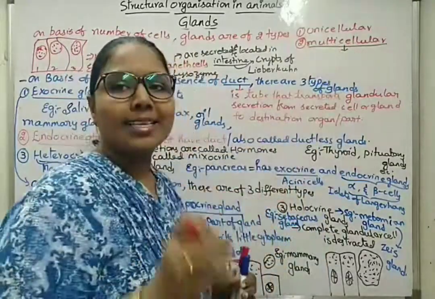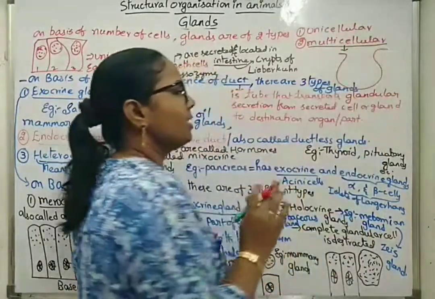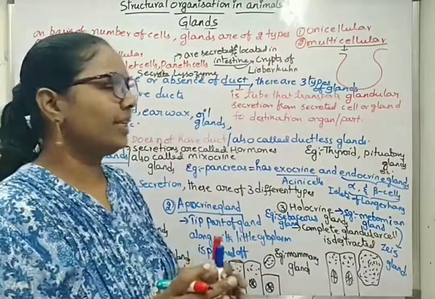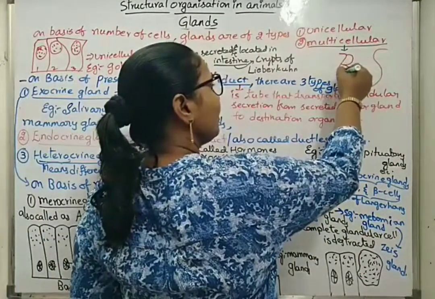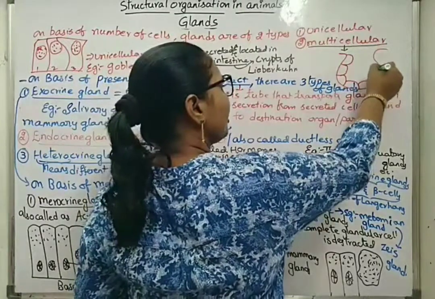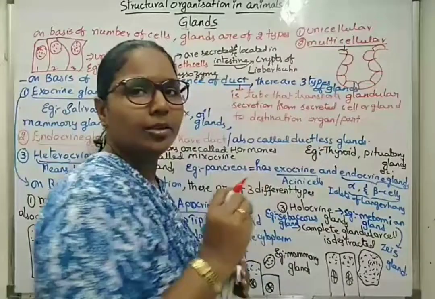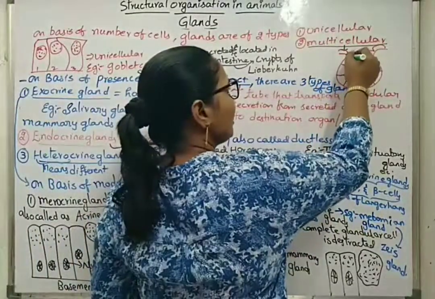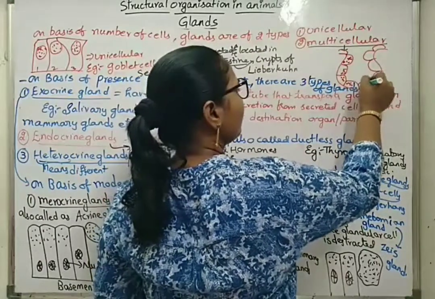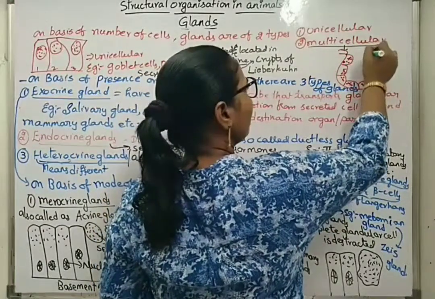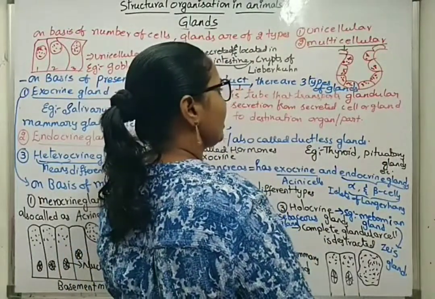Multicellular glands are a cluster or group of cells. Suppose this is one epithelium tissue. There are many cells doing the same function. All of these are in a group in nature. So this is the secretory part. This will be the nucleus. Secretory part. Now we will mark the nucleus.